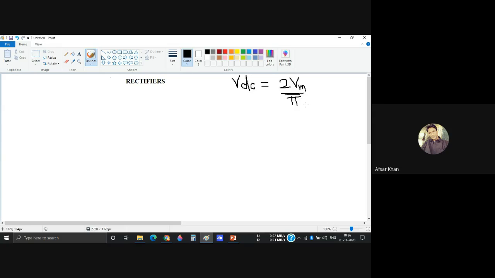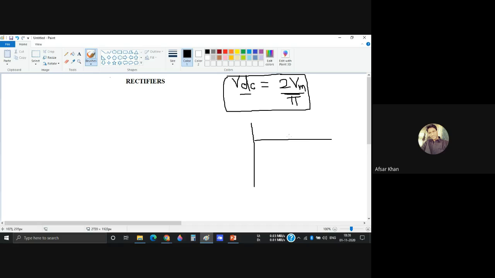Have you seen this formula for average voltage or DC output voltage? Yes, sir. Now, in power electronics, as it is a controlled rectifier, we can control the output DC voltage.